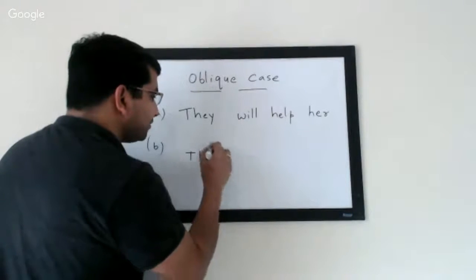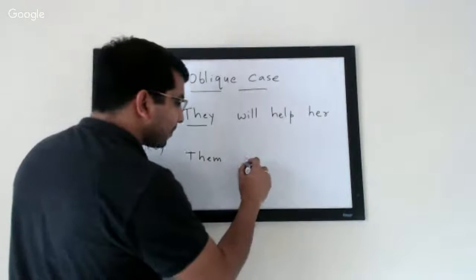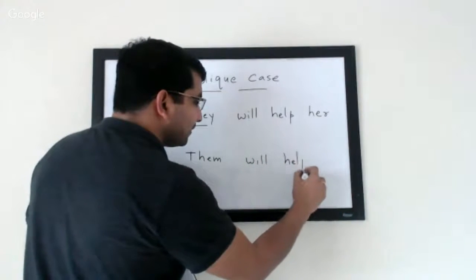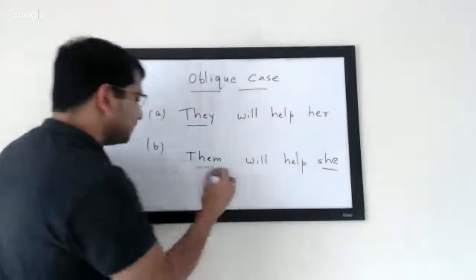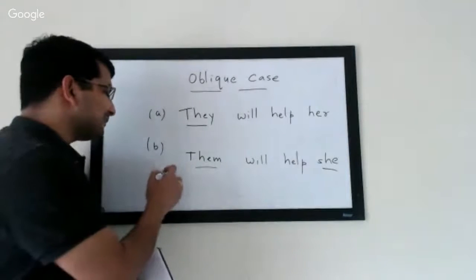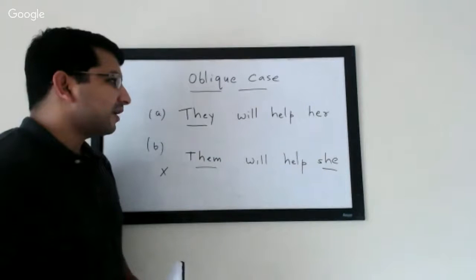What if I change "they" to "them" and "her" to "she": "Them will help she." What do you think is wrong? I mean, we know it's wrong because it doesn't sound good, but why?